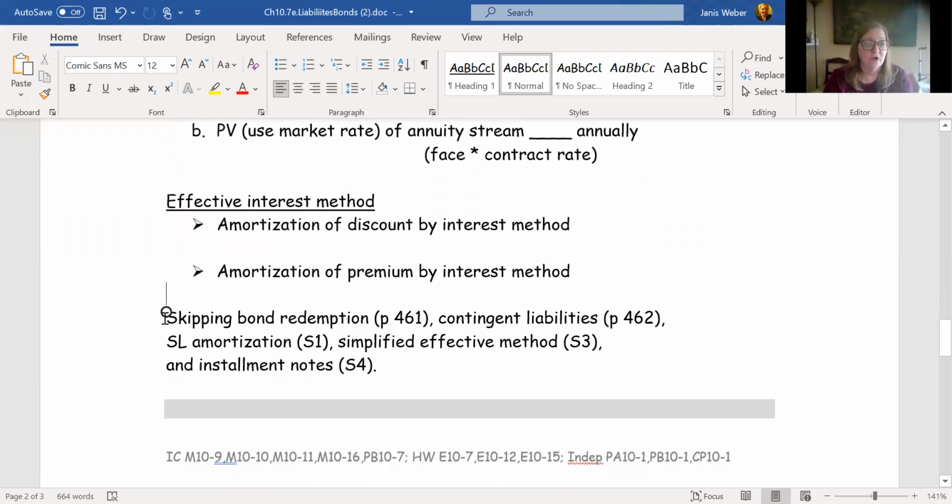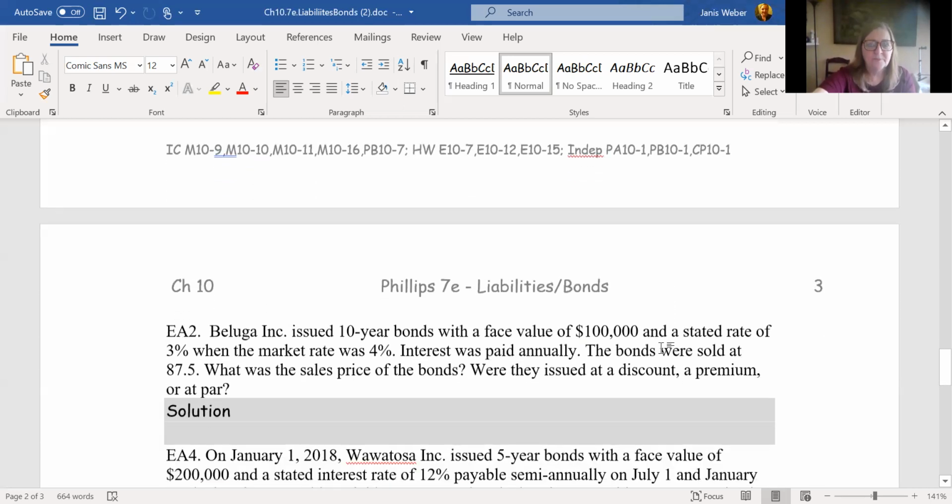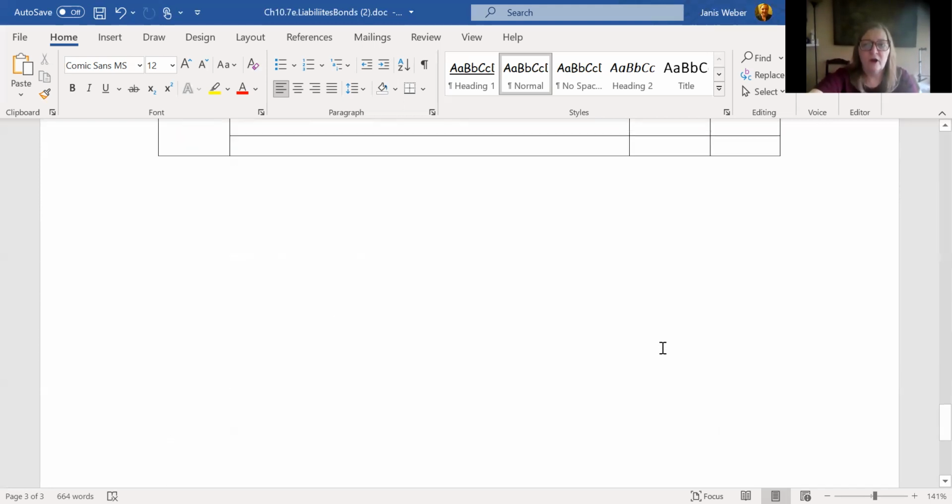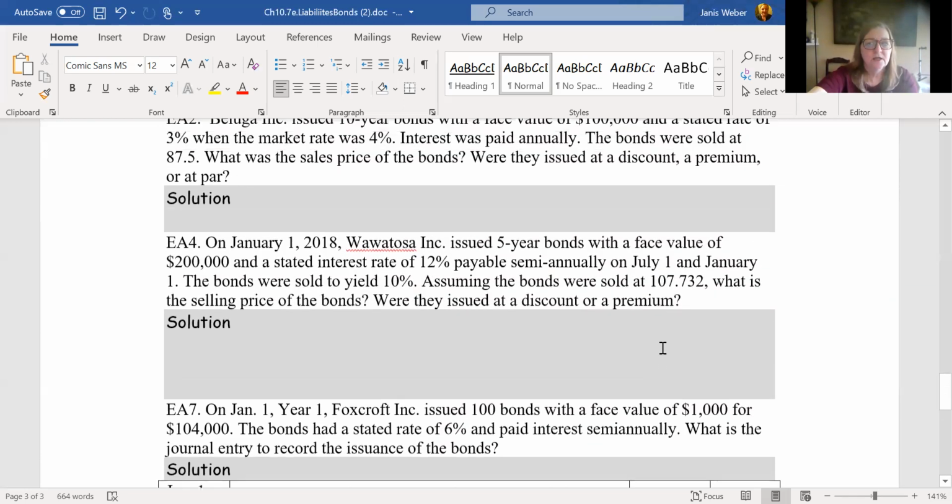We are skipping in this chapter the part about bond redemption, contingent liabilities, straight line amortization, simplified effective method, and installment notes. The reason we're skipping this middle piece, the simplified and the straight line, is because we're using the effective method. That's why I'm having to pull in some more examples, because the textbook talks about the straight line amortization, which is not actually what most people do in practice. So I'm going to pull some for that. But for now, we'll do some of these Openstax exercises, coming from Openstax chapter 13.